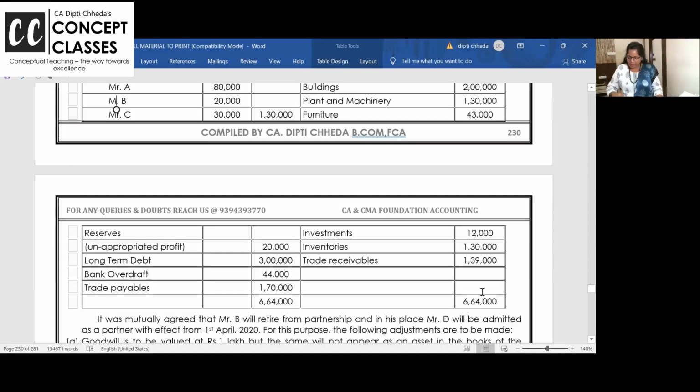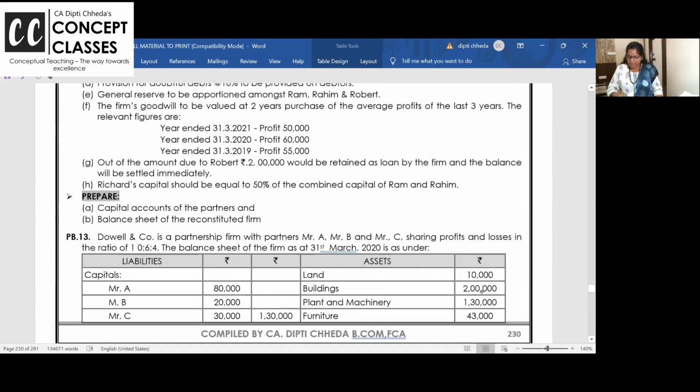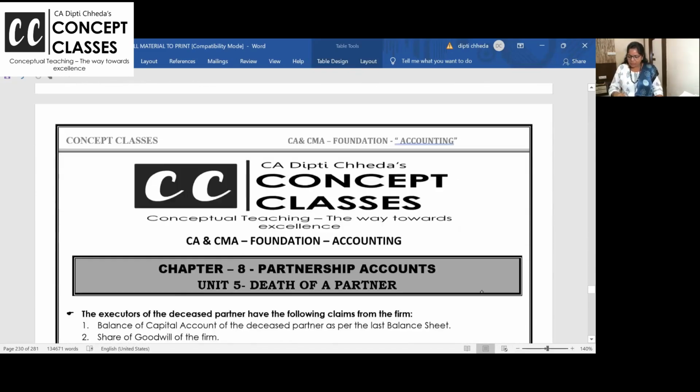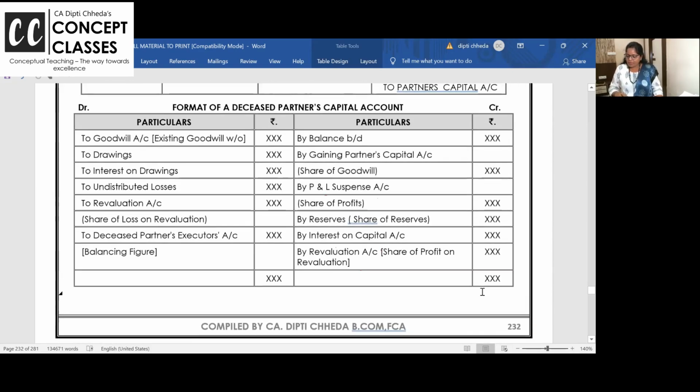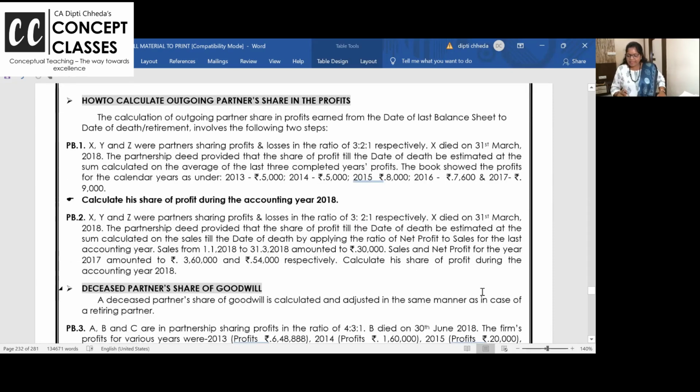Let us look at the capital account we were seeing. Look at the screen, the capital account for the deceased partner. Share of goodwill you gave, profit share, reserves, interest on capital, revaluation. On this side, goodwill, drawings, interest on drawings, undistributed losses, revaluation loss, and transfer the amount to the deceased partner's executors, and executors will allow.